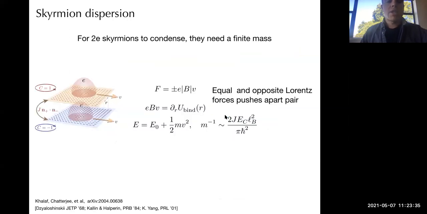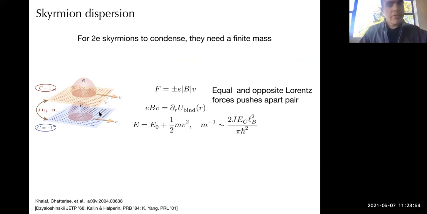Okay, final thing I want to mention is, we've shown that the skyrmions want to bind into 2e, but that alone is not sufficient to show superconductivity. We also need phase stiffness or coherence to develop, and that comes from the fact that your bosons need to have a kinetic energy or a finite mass. So where does this come from?